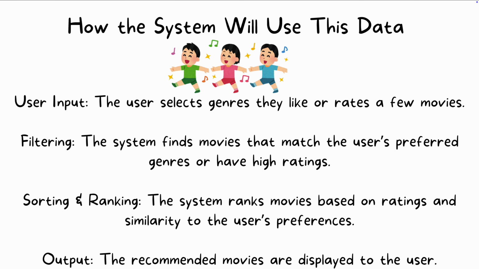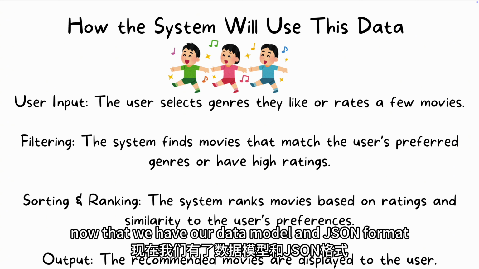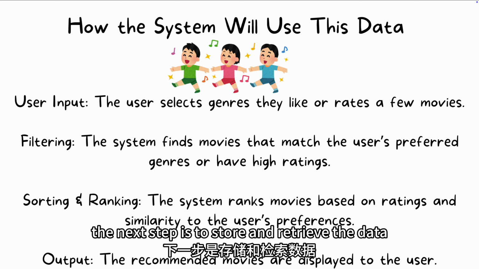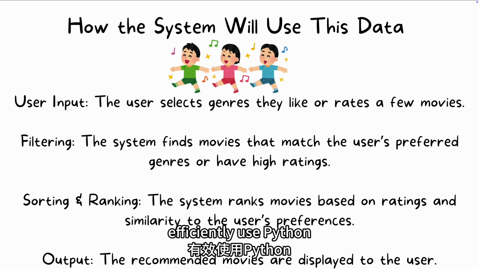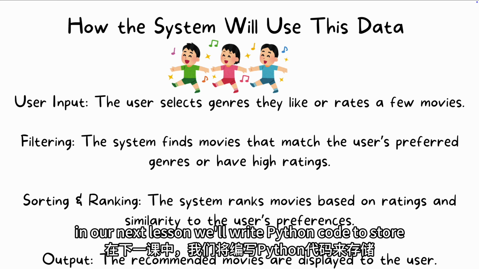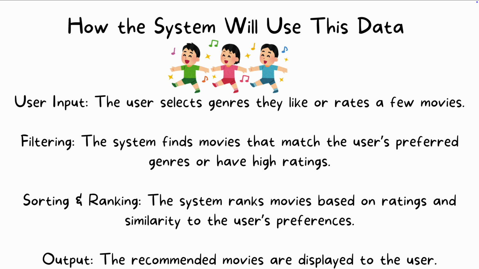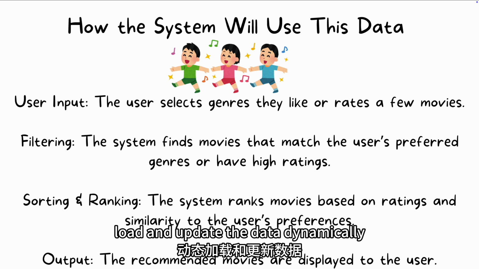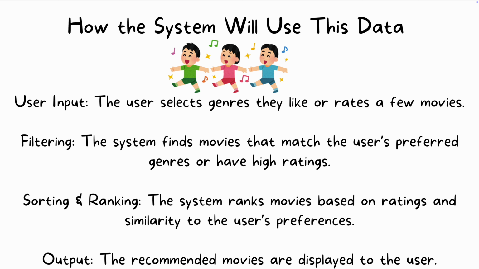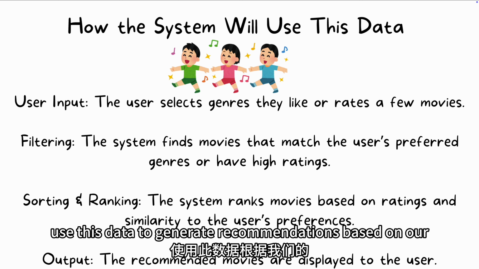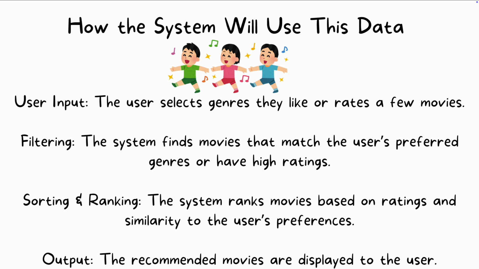What's next? Now that we have our data model and JSON format, the next step is to store and retrieve the data efficiently using Python. In our next lesson, we'll write Python code to store movie and user data in JSON files, load and update the data dynamically, and use this data to generate recommendations based on our user preferences.